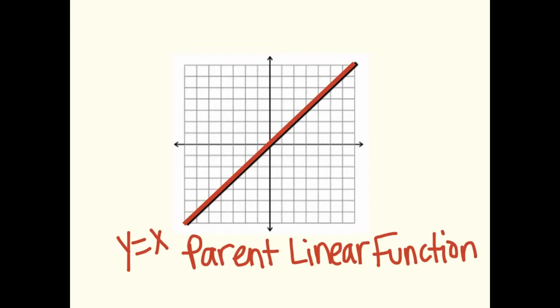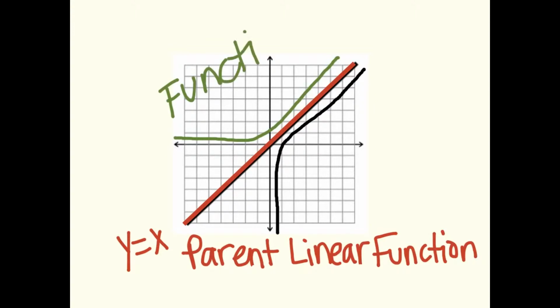Now, if we have a function and we graph it and it looks like this, if we reflected it over this parent linear function, or this y equals x line, it would look something like this. It's just a mirror image, a complete reflection over this line. So that's what we're going to work on: getting a function, graphing it, reflecting it, and finding our inverse of that function.